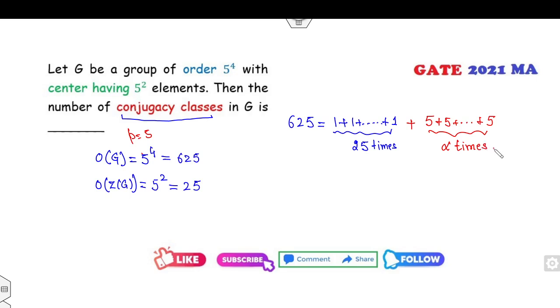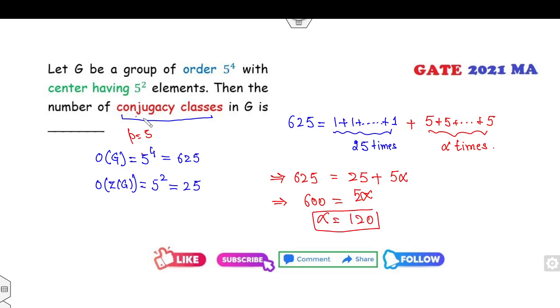Clear? Now can you find the class equations? So can you find the value of alpha? So I can combine them. 25. How many times is there? 5 alpha. So it will be 600. It is 25 alpha. So that means alpha will be 120.